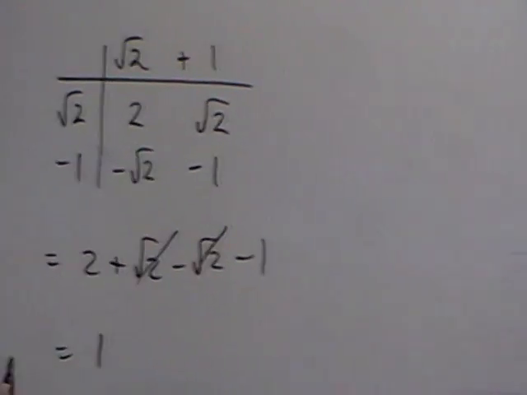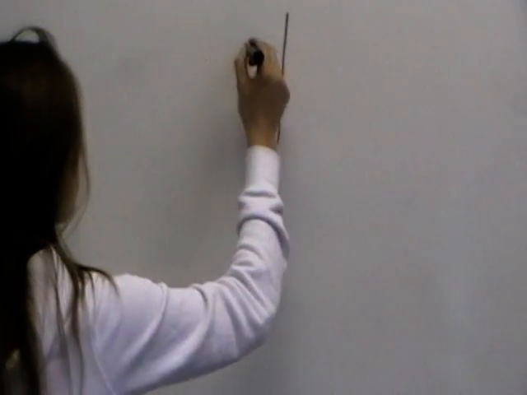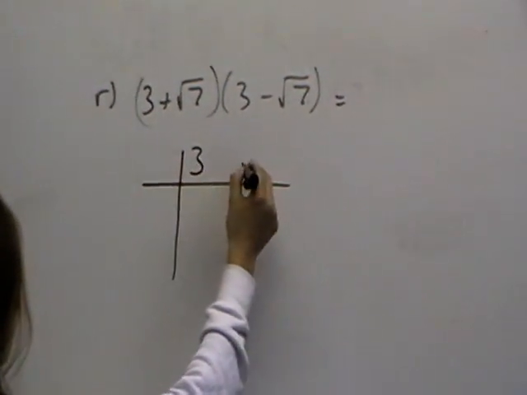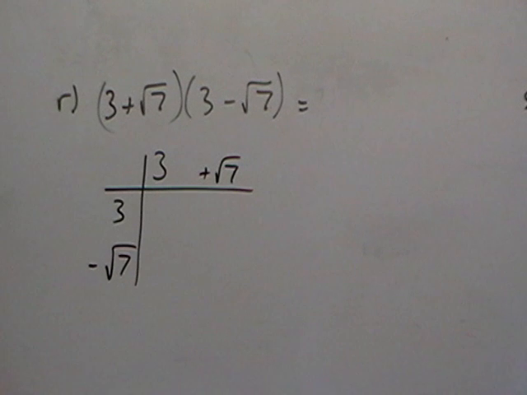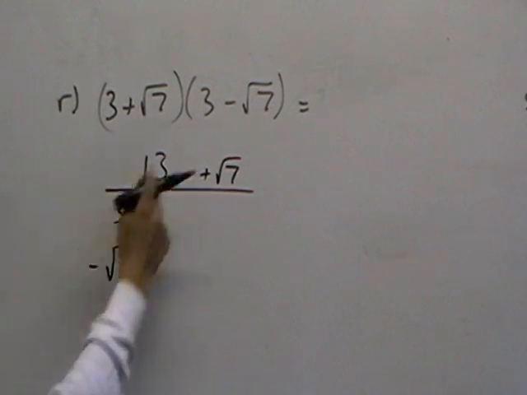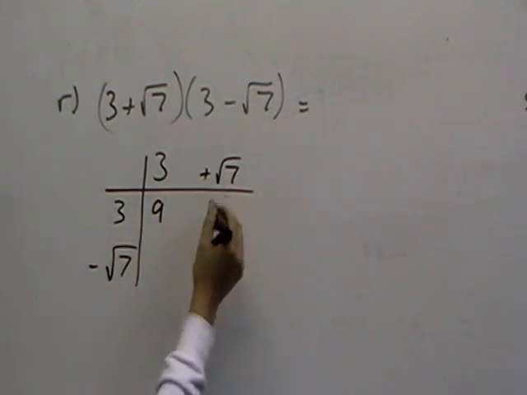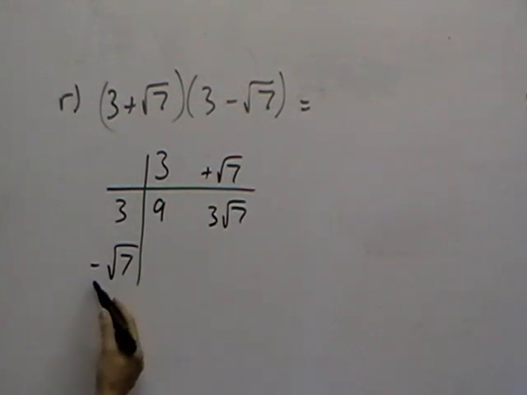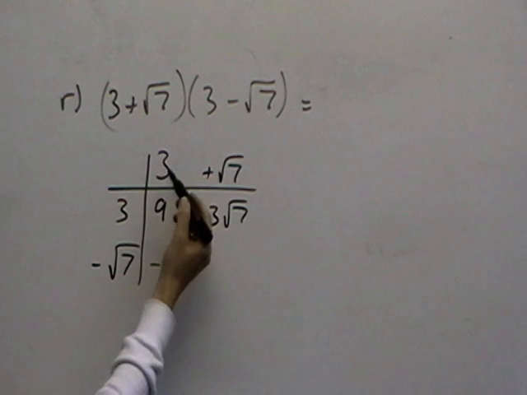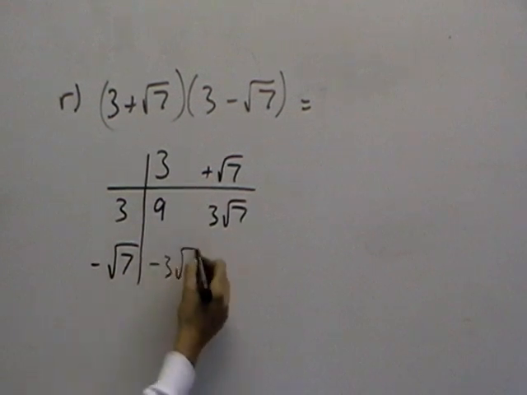Moving on to R. First bracket, 3 plus root 7. Second bracket, 3 minus root 7. 3 times 3 is 9. 3 times root 7 is 3 lots of root 7. Here we have a positive times a negative, which will be negative, and we've got 3 lots of root 7.